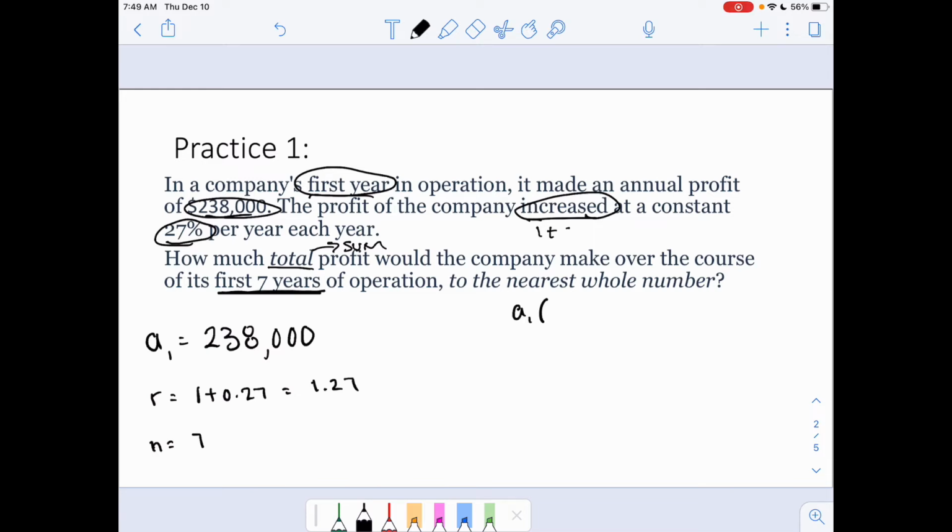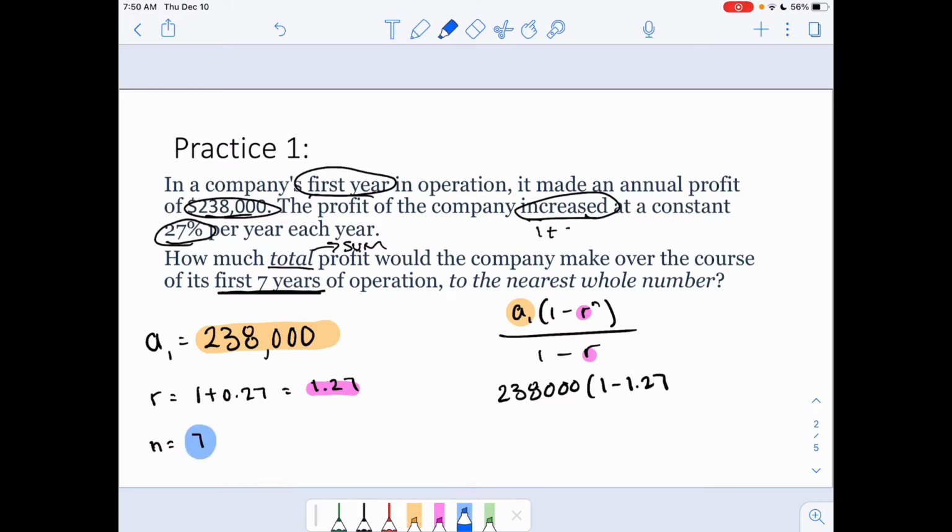So let's go ahead and plug these things into our formula. Instead of an a, I'm going to write our initial value. Instead of an r, I'm going to write our rate, which is 1.27. Our common ratio is 1.27. And our n is 7.